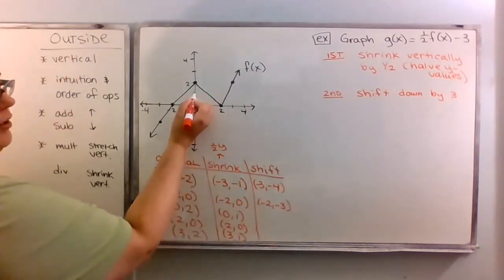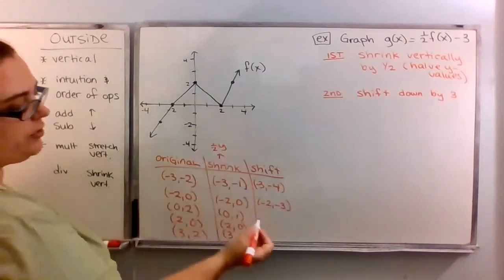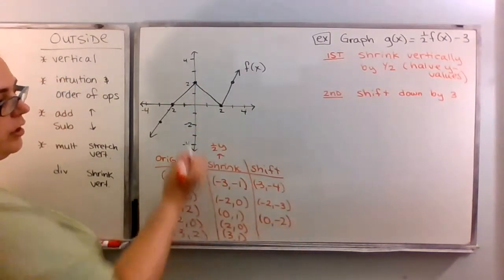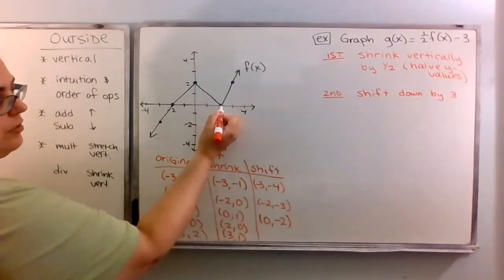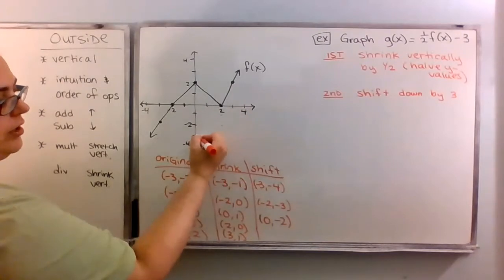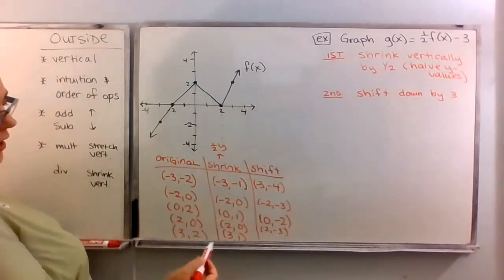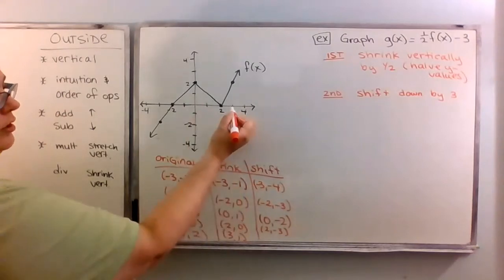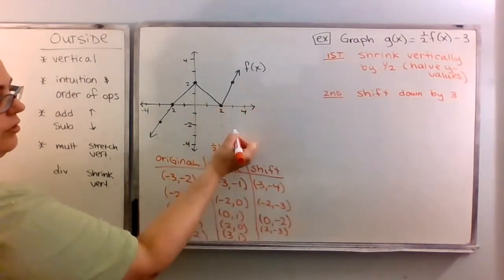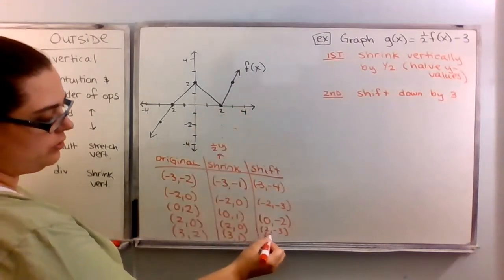I'm at 0, 1, and now I go down 3, 1, 2, 3. I'm at 0, -2. If I'm at 2, 0, and I go down 3, 1, 2, 3, I'm now at 2, -3. And if I'm at 3, 1, and I go down 3, 1, 2, 3, I'm at 3, -2.